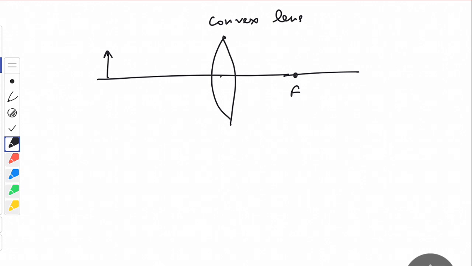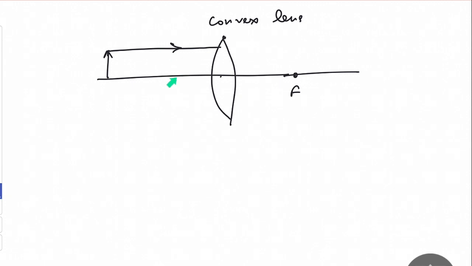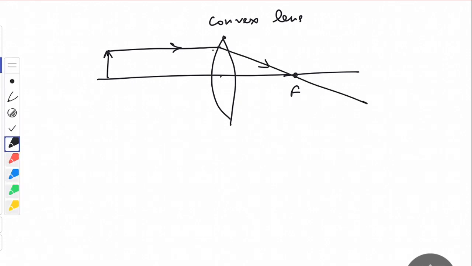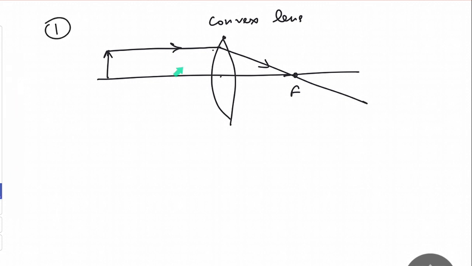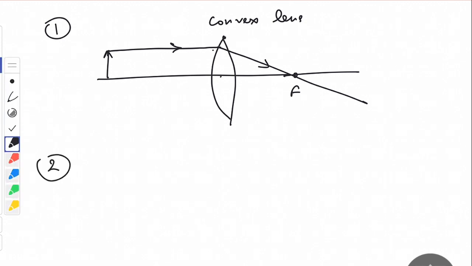So first is a ray which comes parallel to the principal axis. What will it do after reflection? Sorry, after refraction? It will go through the focus. Okay, so this is the behavior number 1. A ray parallel to the principal axis will go through the focus. Number 2.